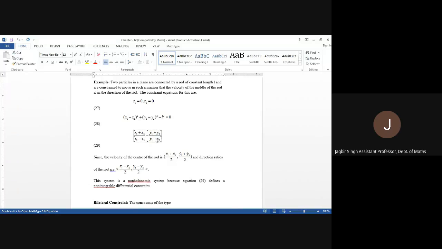The first equation is a finite constraint, satisfying the condition of holonomic. But the second condition has some terms and is non-integrable, because if we try to integrate, it cannot be integrated. The second constraint equation involves velocities, x1 dot plus x2 dot. So equation number 29 consists of velocities and it cannot be integrated. Therefore, this is a non-holonomic system.